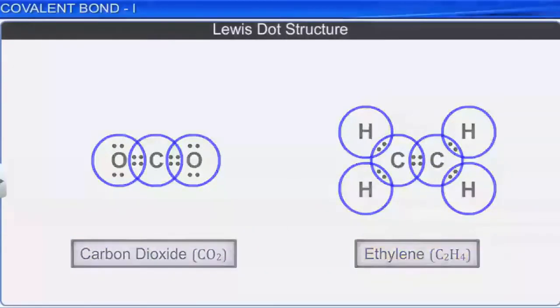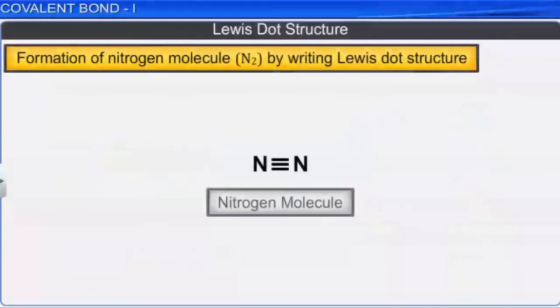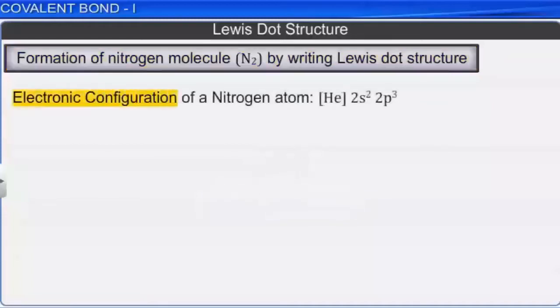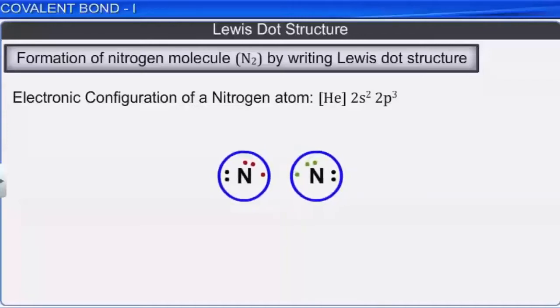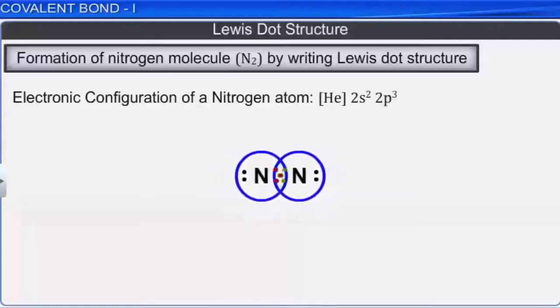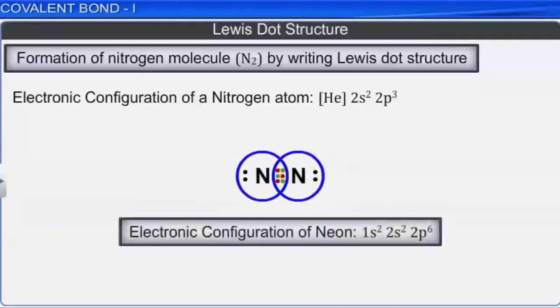Let us understand the formation of the nitrogen molecule using the Lewis dot structure. The electronic configuration of the nitrogen atom is helium 2s2 2p3. It has 5 electrons in its valence shell and needs 3 more electrons to attain an octet. When 2 nitrogen atoms approach each other, they mutually share 3 electron pairs and attain the nearest inert gas configuration of neon.